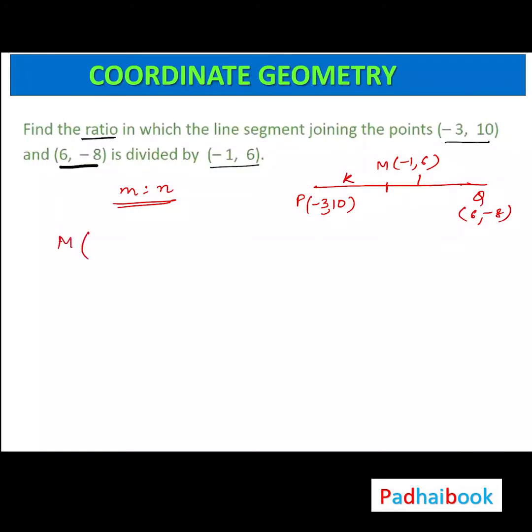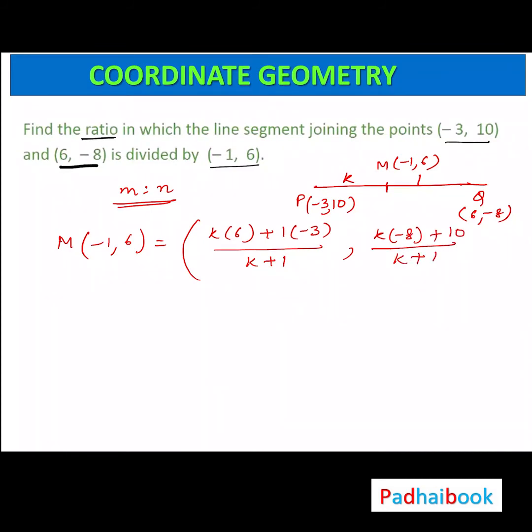Then the coordinates of the point M, which is minus 1 comma 6, using the section formula will be k into 6 plus 1 into minus 3 divided by k plus 1, and then k into minus 8 plus 1 into 10 divided by k plus 1. Now you can equate any one of the coordinates. I can equate the x coordinate or the y coordinate; you can check with both of them also. So I am equating the x coordinate: minus 1 is equal to 6k minus 3 upon k plus 1.